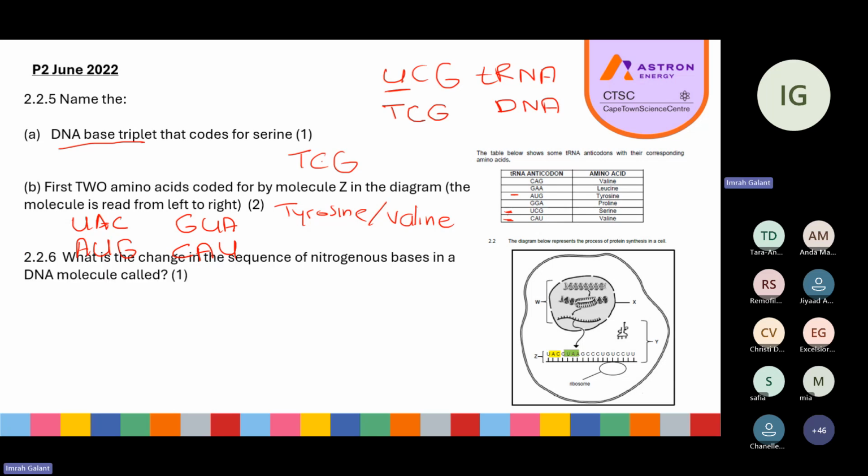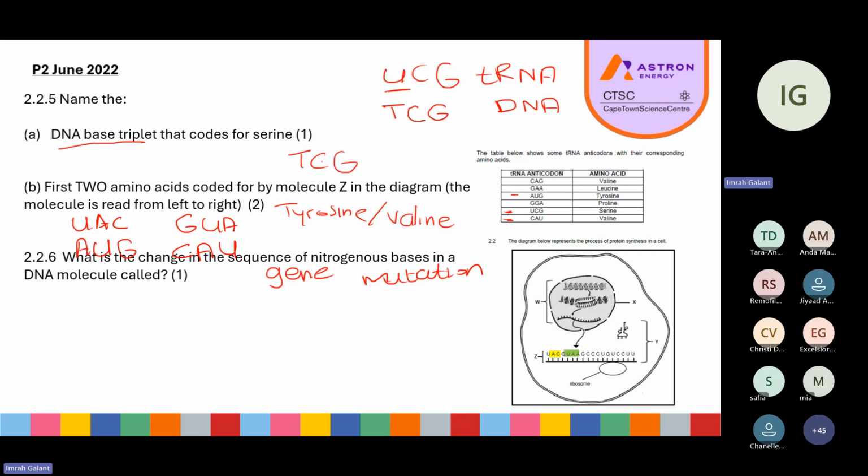Then, next question. What is the change in the sequence of nitrogenous bases in a DNA molecule called? That is just simply called a gene mutation. Okay. And that only counts for 1 mark, so they just want the name. They don't want any definitions there. So always keep track of the mark allocation for each question.